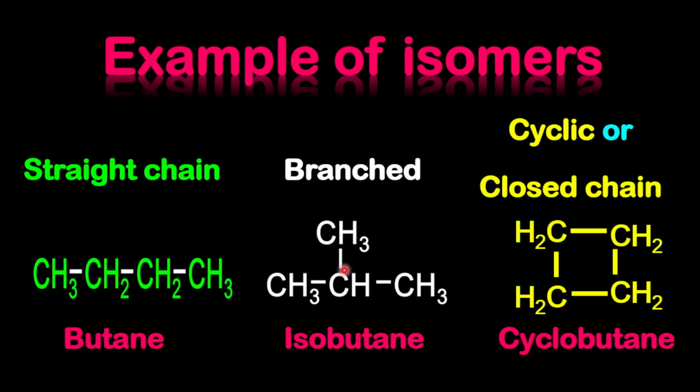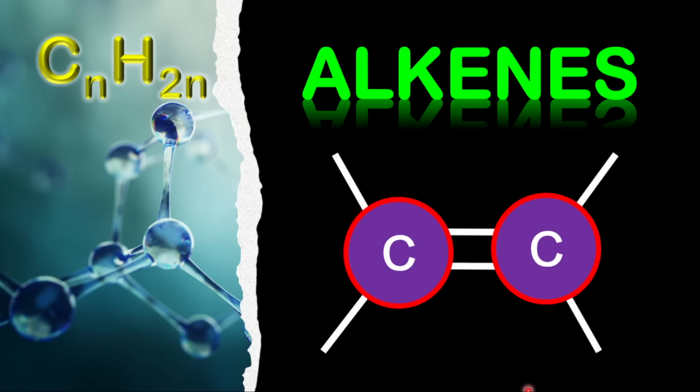So isomers now, they have the same molecular formula, but different structural formula. The structure is different, but if you add up all the C's and all the H's, they are exactly the same. The molecular formula is the same. That's isomers. Please know how to draw isomers, okay? Please.